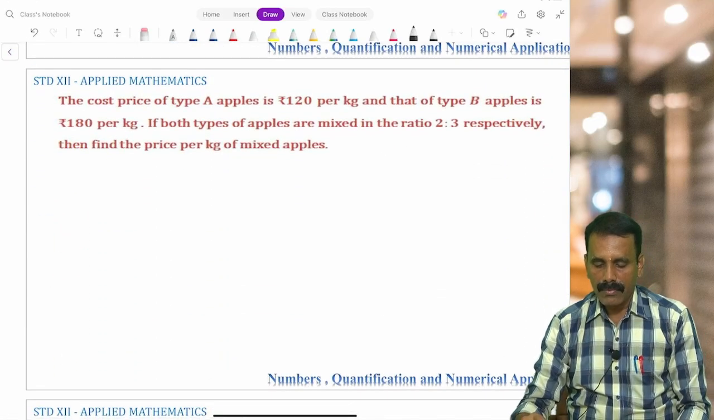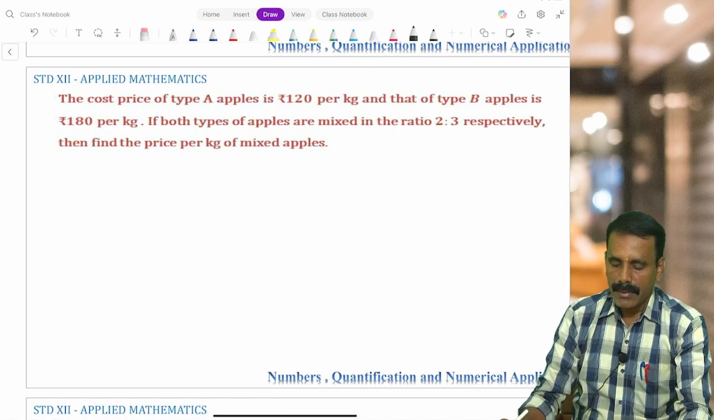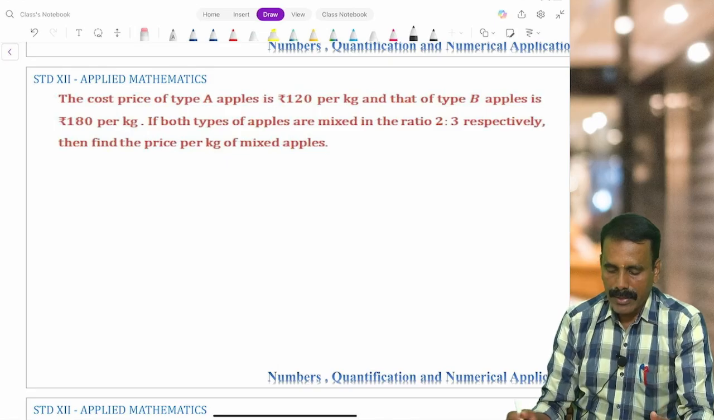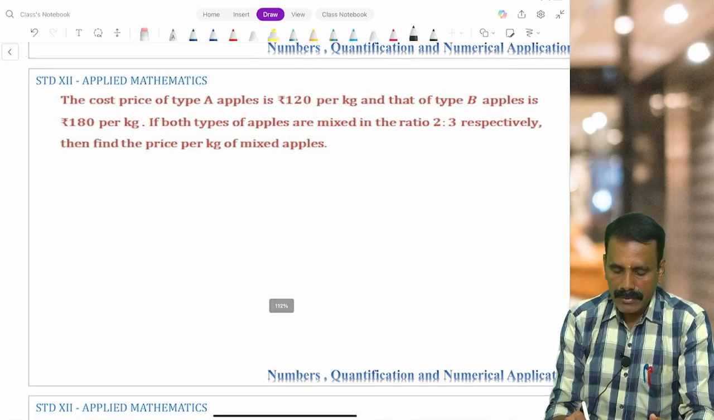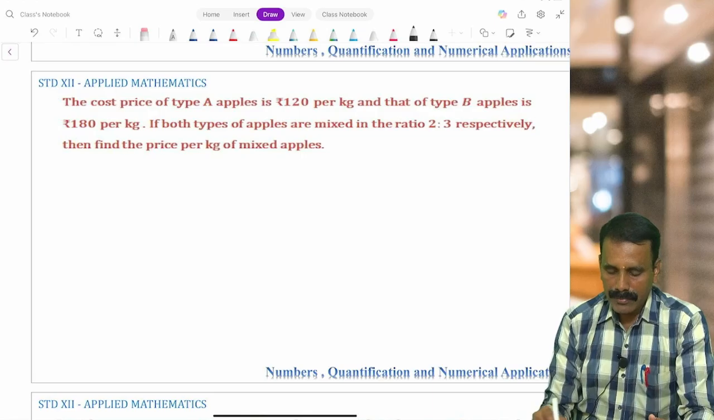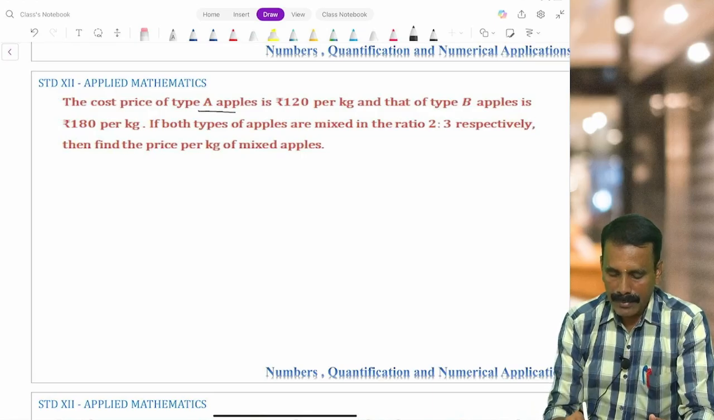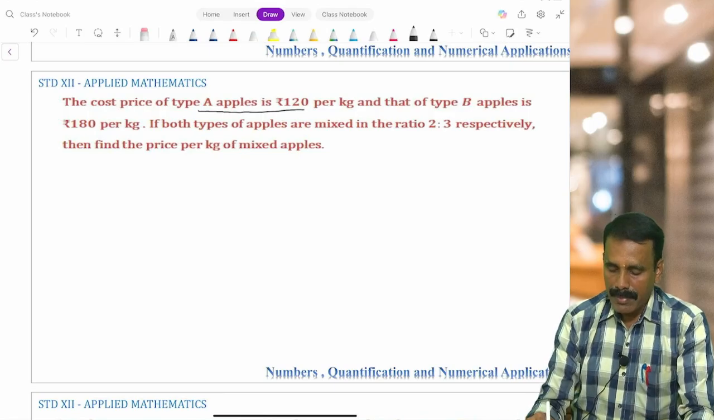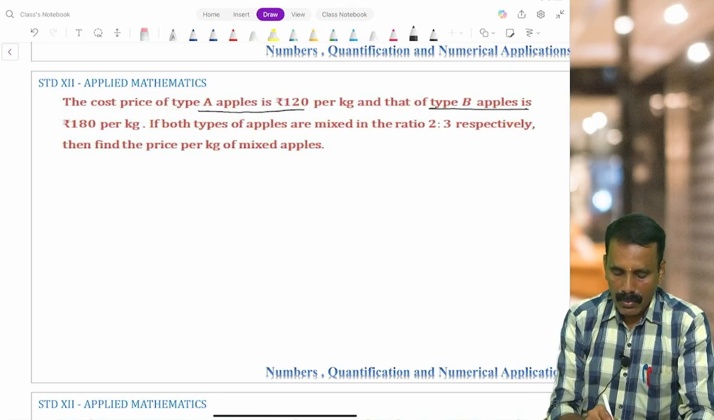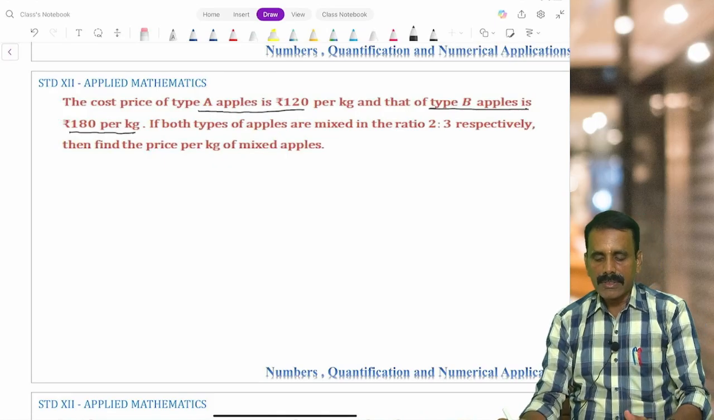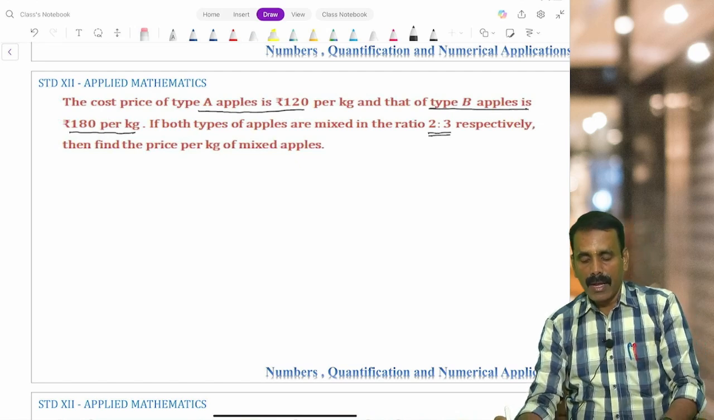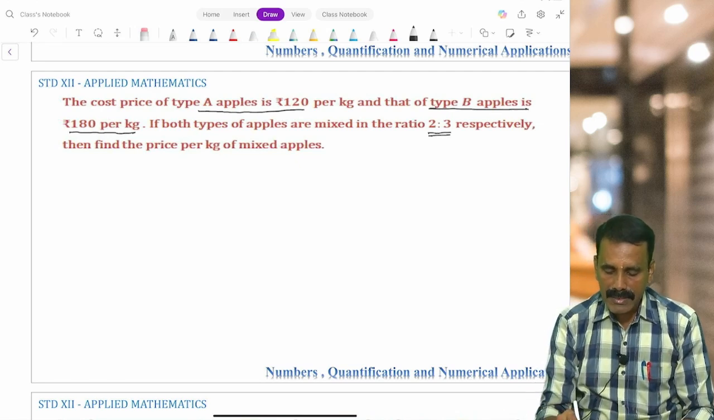And we are going to solve the problem with given some other data. Okay, here the cost price of type A apple is rupees 120. So cost of apple type A is rupees 120 and the type B apple is 180 per kg. And here these two are mixed in some ratio, and the ratio is also given. It is mixed in the ratio 2:3, and we are supposed to find the price of the mixed apples.